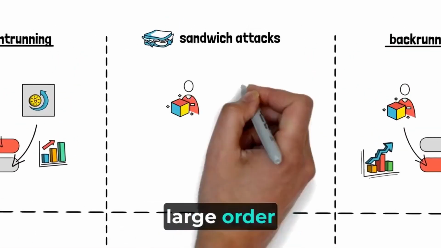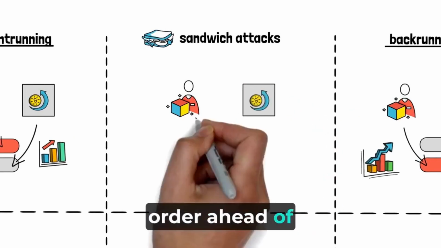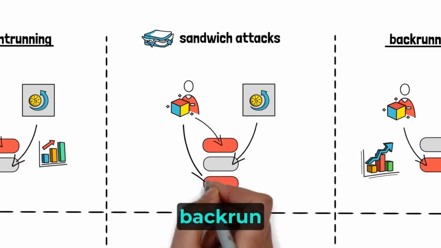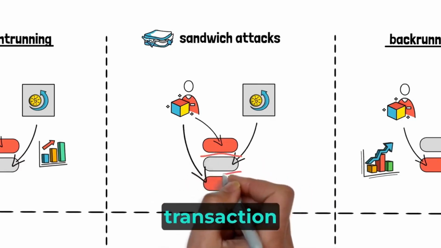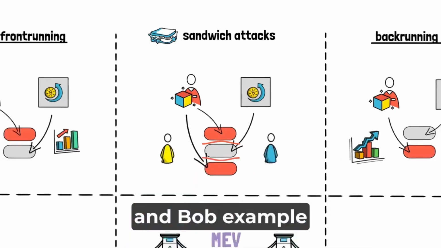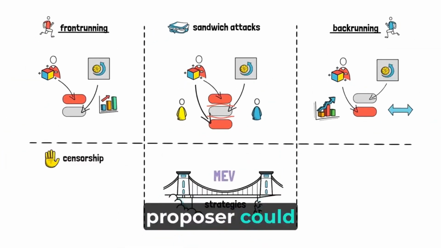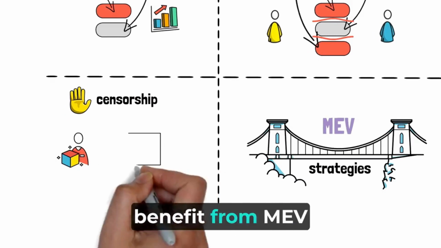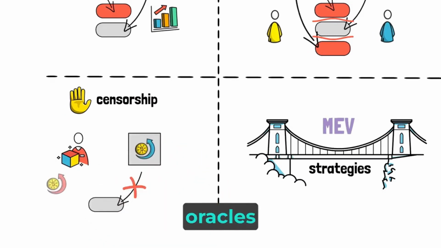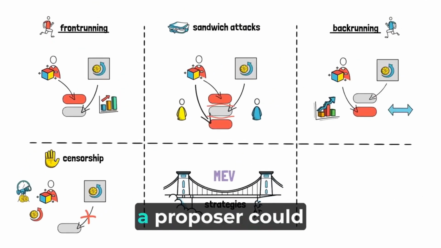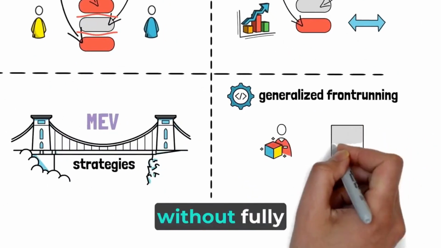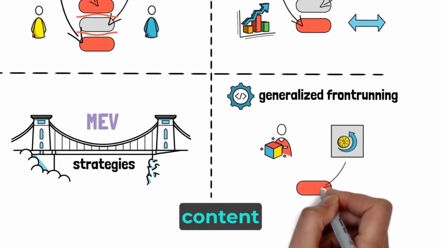Proposers see a large order, place their own order ahead of it, front-run, and then place another order after it, back-run. Essentially, they sandwich the user's transaction. That is what happened in our previous Alice and Bob example. Censorship. A proposer could censor transactions to benefit from MEV elsewhere, demanding higher fees, or manipulate oracles. Generalized front-running. A proposer could execute any profitable transaction for themselves, even without fully understanding the transaction content.